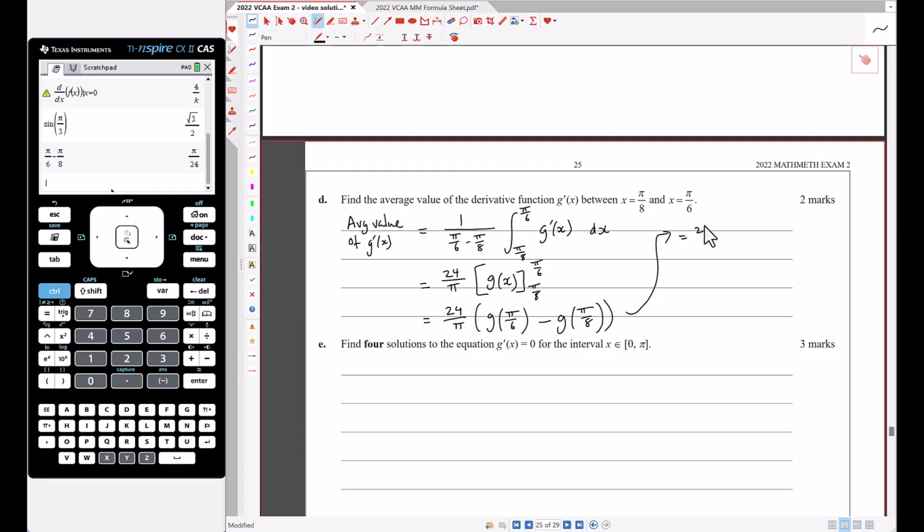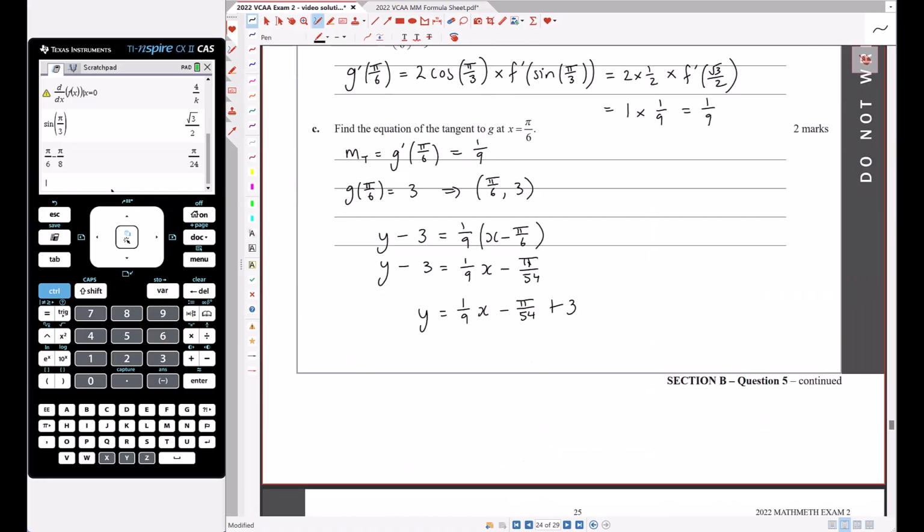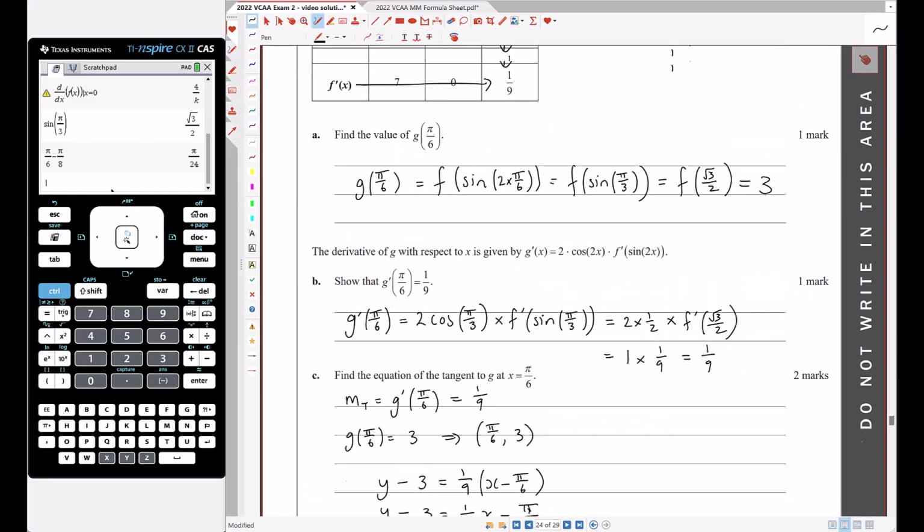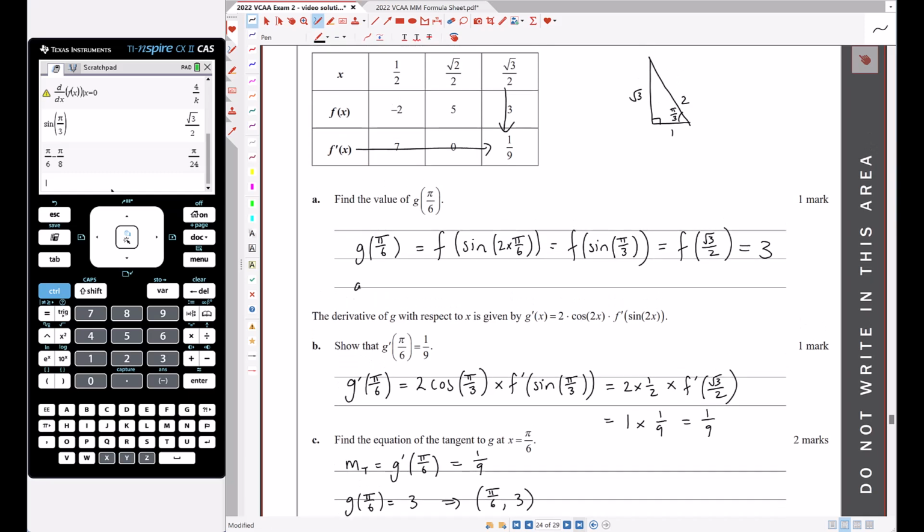So that's going to be 24 on pi, g of pi on 6, which I think was 3. Let's go back and check. That was in part A. Now let me just also think this through while I'm up here. What would g of pi on 8 be? That would be f of sine of pi on 4, and sine of pi on 4 is 1 on root 2, or root 2 on 2. So that will be f of root 2 on 2, which, looking at the table, is 5.